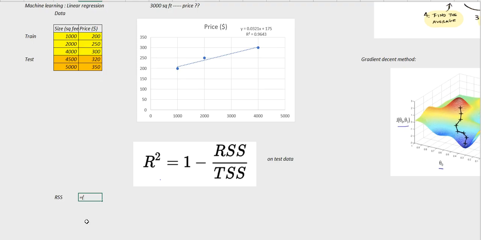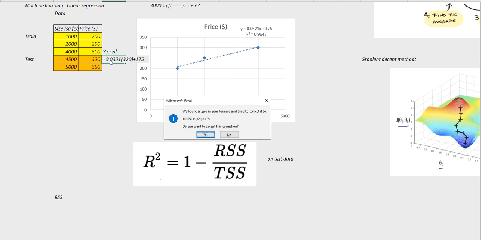So what is actually the first thing we need to do? Here we need to calculate the prediction, y pred. So what will be the prediction here? What is the equation? That equation is 0.0321, and there I will pass the x, where x means 320, plus 175. So that is a prediction.